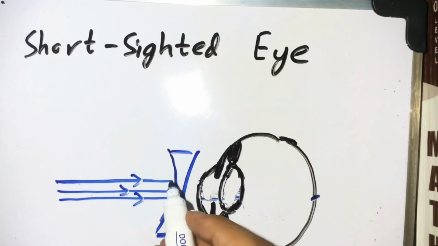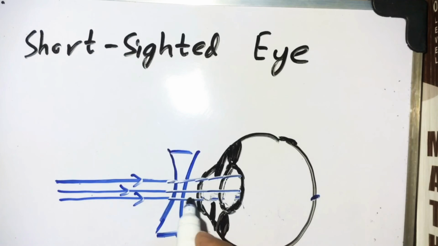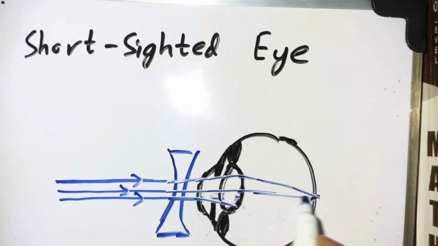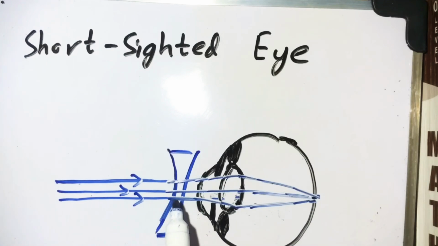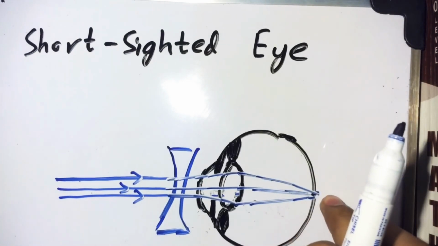When a diverging lens is used, the rays diverge, and then they converge at the retina. And one more thing to note is that when a ray is passing through the center of the lens, it is not converged or diverged, it is not refracted, like this one. So in a short-sighted eye, we are using a diverging lens to diverge the rays so that when they are converged by the lens of the eye, they meet at the retina.